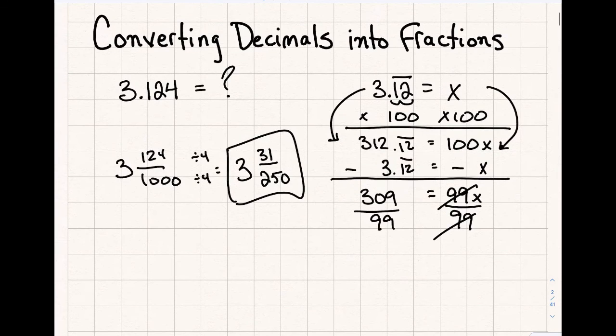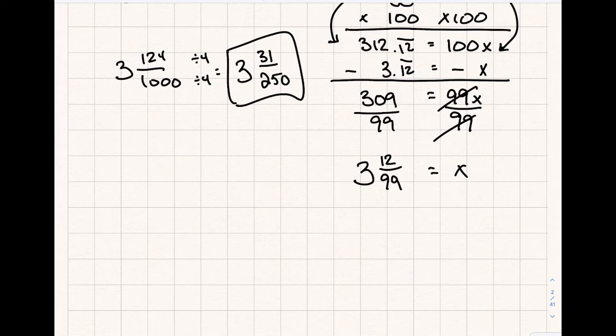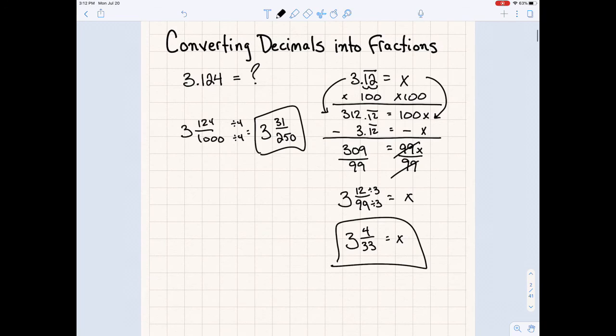If your teachers want you to clean it up a little bit, here we go. 99 goes into 309 3 times with a remainder of 12. So we do 3 and 12/99ths. And we're probably going to go ahead and simplify that a little bit more. They both have a 3 in common. So we have 3 and 4/33rds equals x. So now not only have we proved that the repeating decimal is rational, but we've also shown what it in fact equals.